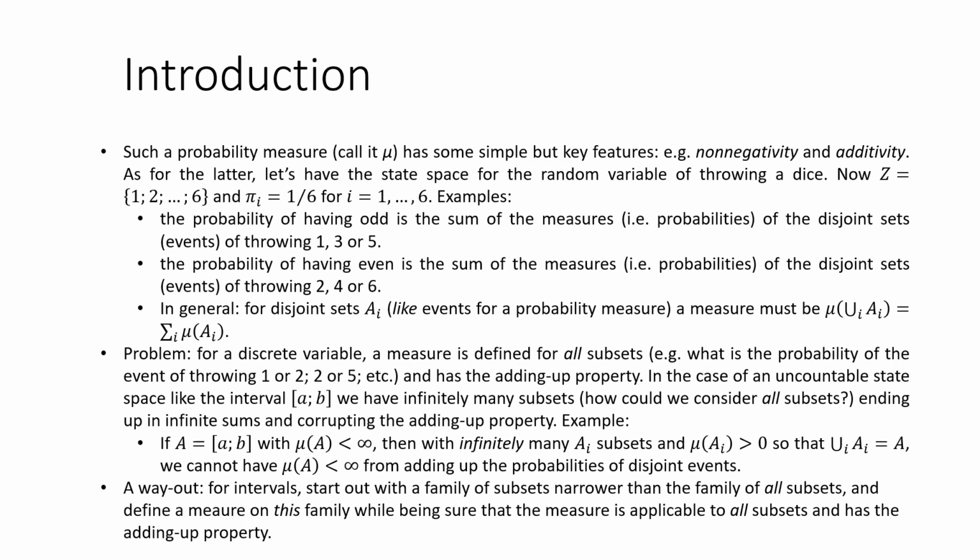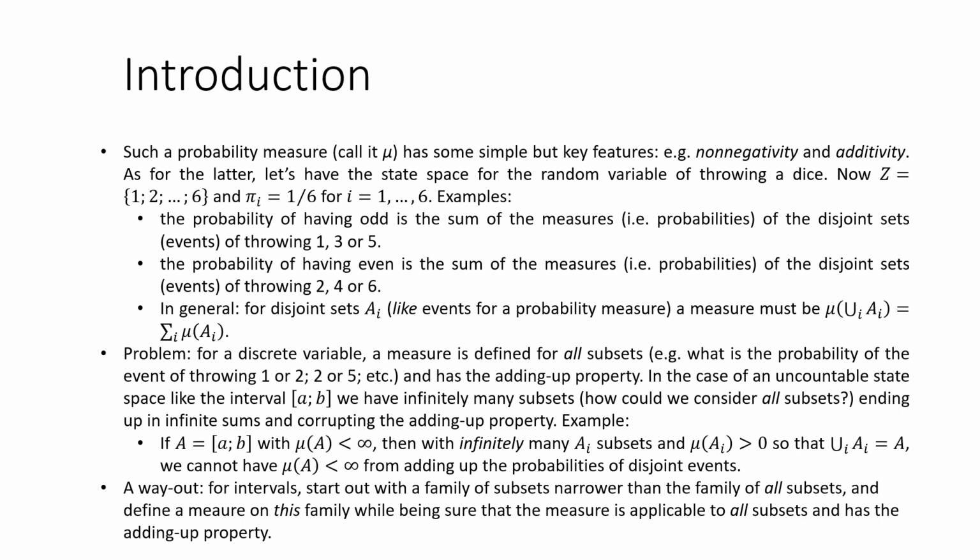However, in the case of uncountable random variables, like an interval and a closed interval, we have infinitely many subsets, and we cannot consider all the subsets when the random variable moves on an interval. And if we wanted to do so, we would end up in infinite sums, and in the end we won't have the adding up property.